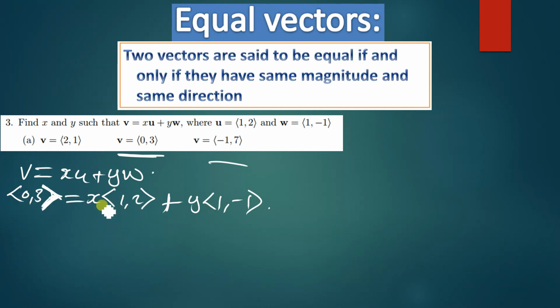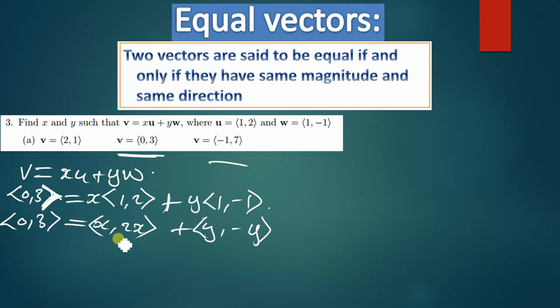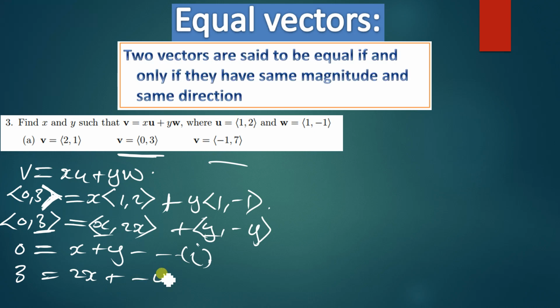We can multiply the x and the y through the vectors. So we have 0,3 on this side, then we have x, 2x, then we have y, negative y. We put the like terms together. So we have 0 on this side is equal to the like components together, and on this side we have x and y. So we say x plus y is equal to 0. This is our equation 1. For the second part, we have 3 being equal to 2x plus negative y. So this is our equation 2.